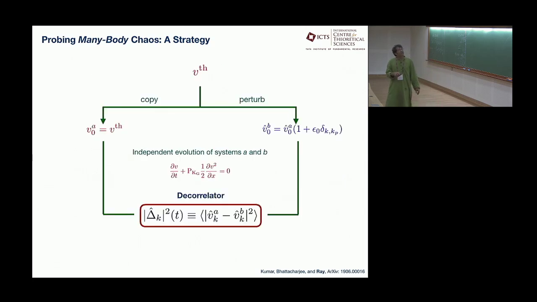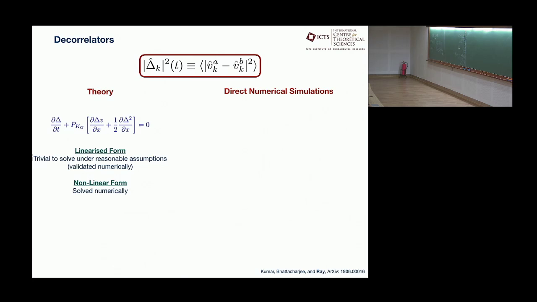And then just as we did for the Heisenberg spin chain, what we measured was the decorrelator. Now in Fourier space, that's the natural space to work in here. And we measured the decorrelator, which is just the difference between the two thermalized ensembles, A and B, one of them being slightly perturbed at some small wave number.